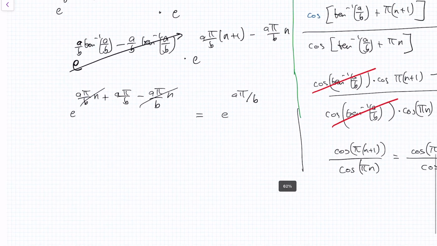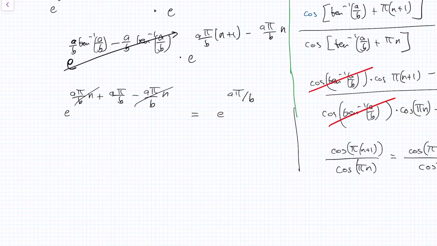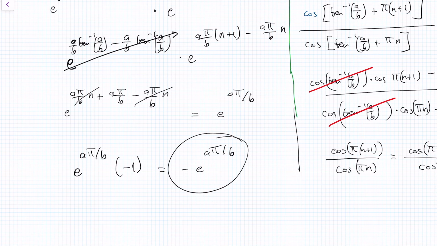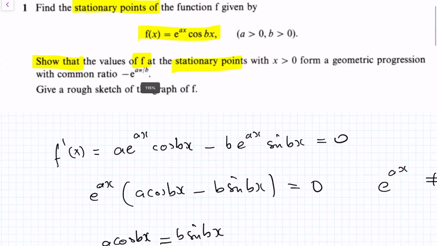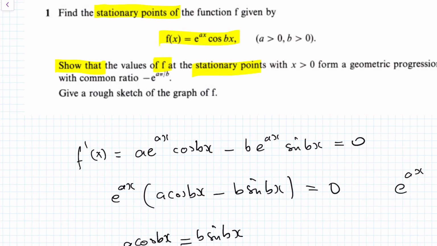So it turns out that the ratio is e to the a pi over b times minus 1. That's simply minus e to the a pi over b, friends. Yeah, and this is, I think, what we were supposed to show. Yes, that's what we were supposed to show.